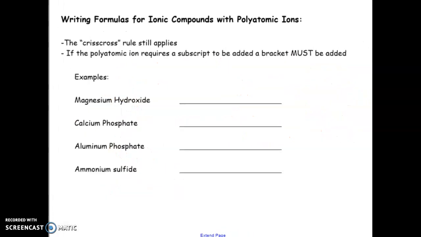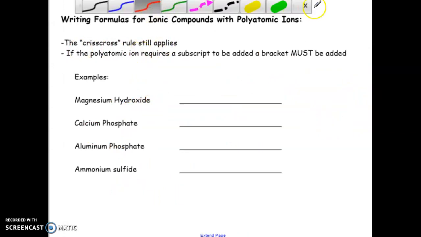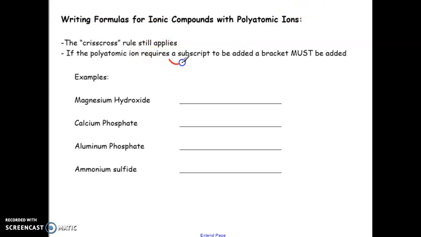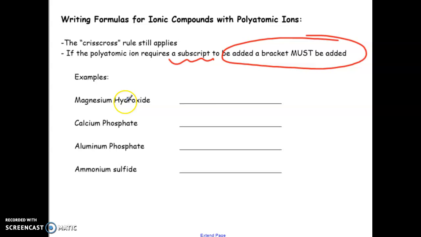All right, so for the next one, we're doing crisscross rules. If you have a polyatomic ion and you have to put a subscript on the outside, you must have brackets, okay? If you do not require a subscript from the crisscross, you do not put brackets. So let's take a look at the first one. Magnesium, and then hydroxide is OH. Magnesium is +2, OH is -1.